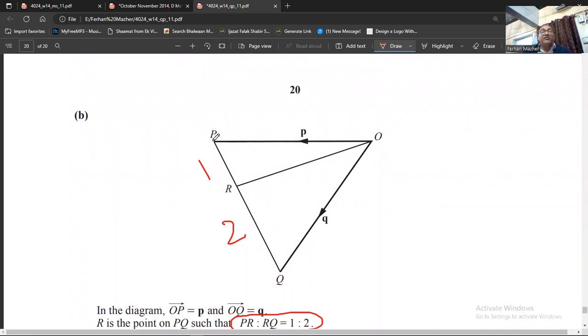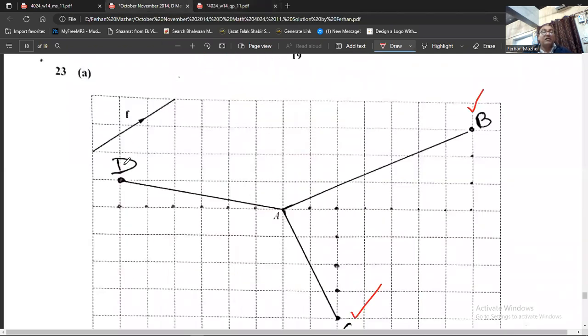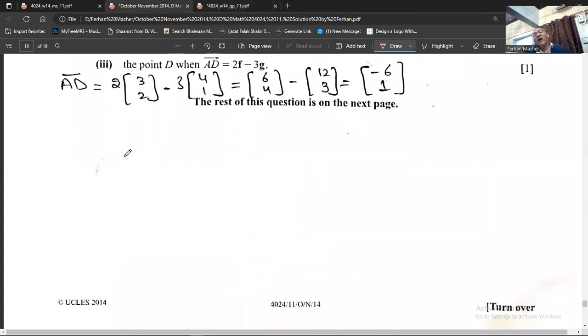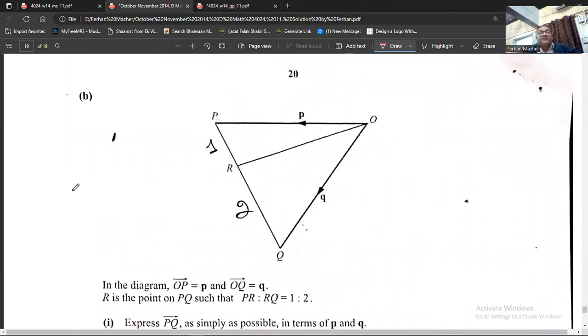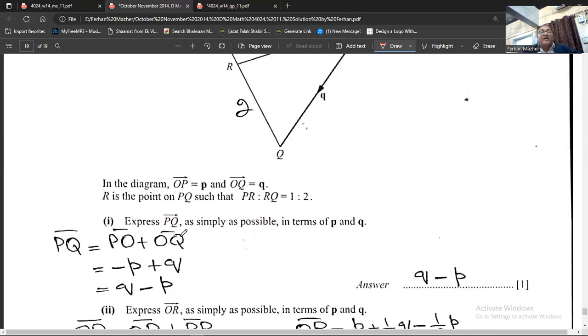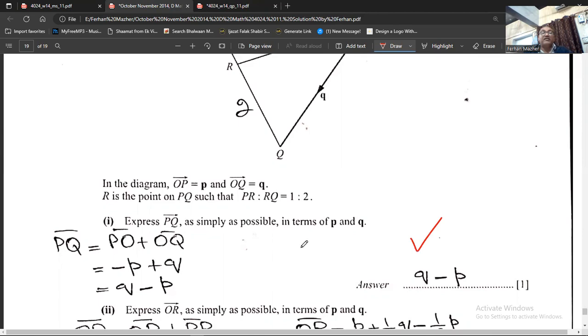PQ will go from P to O, from O to Q. That is the bypass. So PQ will be PO plus OQ. So it will be minus p plus small q. So it will be small q minus small p. That is the answer. And let's check. P minus Q is the answer. P minus Q is the right answer.